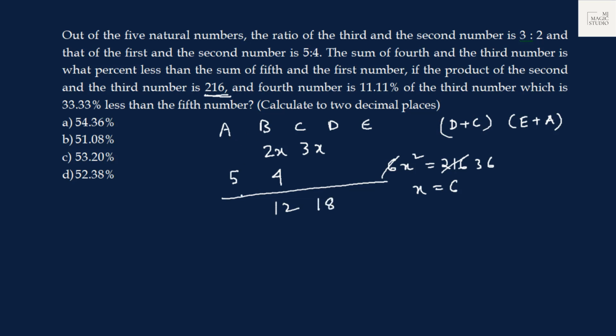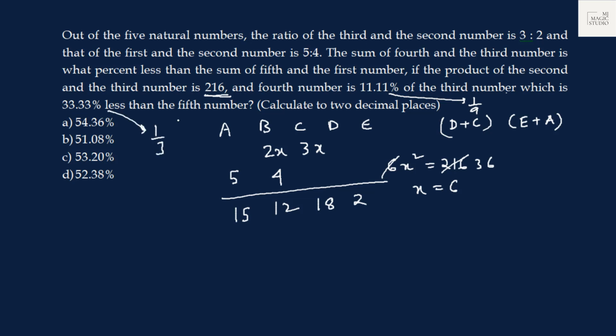Now ratio of A is to B is 5:4. So 4, 12 is 3, 5 into 3 is 15. So we have got the first three numbers. Fourth number is 11.11%, that is 1/9 of the third number. Third number is 18. 18 to 1/9 is 2. Fourth number is 2.